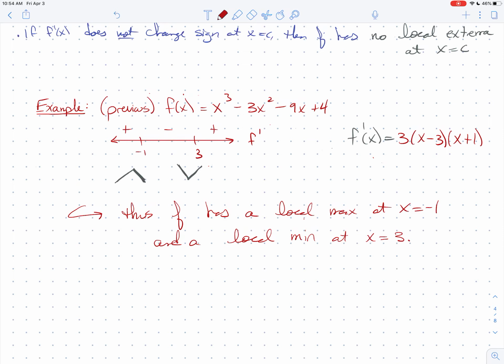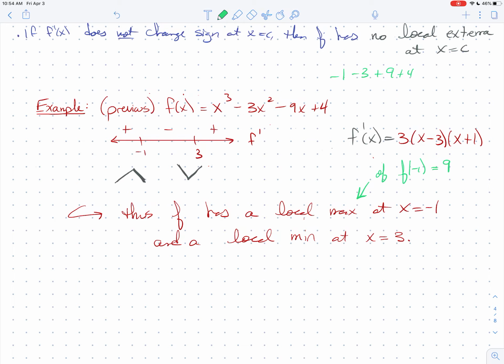Now, if I want to say what the local max is, I didn't say that, then I could add f of negative 1 equals, and then whatever you get when you plug in negative 1. Let's do it. So negative 1 minus 3 plus 9 plus 4, 13 minus 3 is 10. It looks like it's 9, right? f of minus 1 is 9. Hopefully I did that correctly.